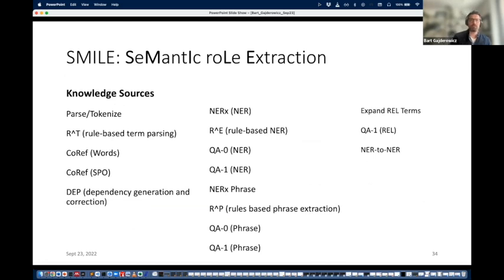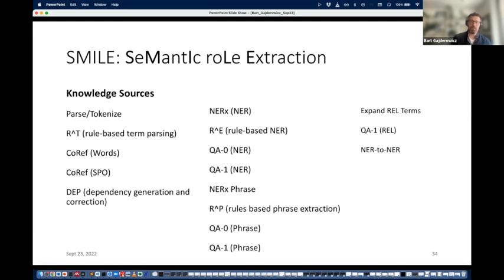So I won't go into details of each of these, but I did want to highlight what kinds of knowledge sources we have. So we have the parser, the tokenizer, to actually process a piece of text. We have our rule-based parsing. We have co-reference resolution, both for a particular word and also for the triples that we're generating. We have a dependency knowledge source that not only generates hypotheses about dependencies between words, but also makes corrections, because often these dependency trees are incorrect.